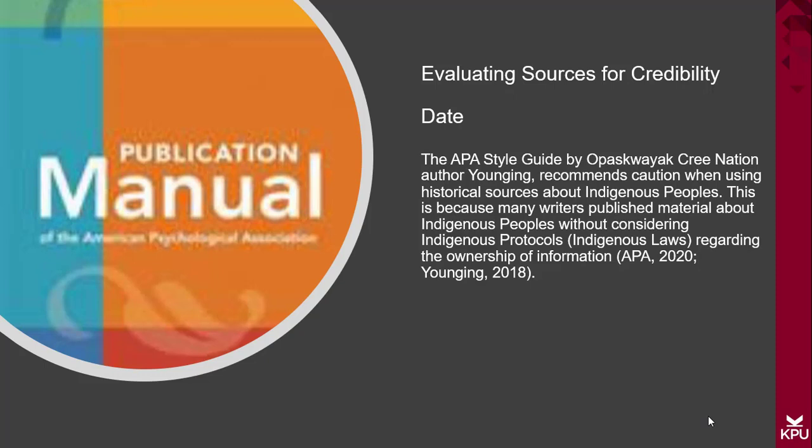This is because many older materials published about Indigenous peoples were published without considering Indigenous protocols, also known as Indigenous laws. Indigenous laws have different notions of ownership of information. In addition, many historic works were not checked for accuracy of the information collected about Indigenous peoples. As a result, many publications include information that is false. It is always best to double check your work and think critically when using any materials published prior to 1990 in relation to Indigenous peoples.